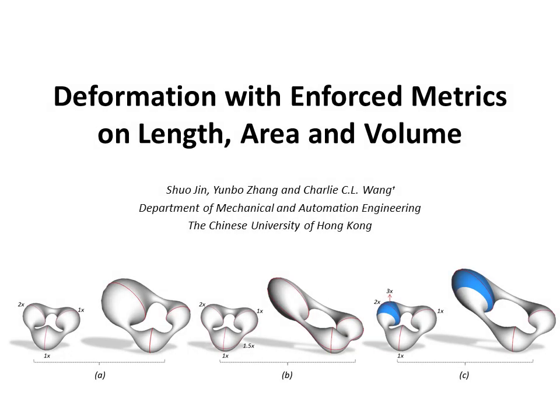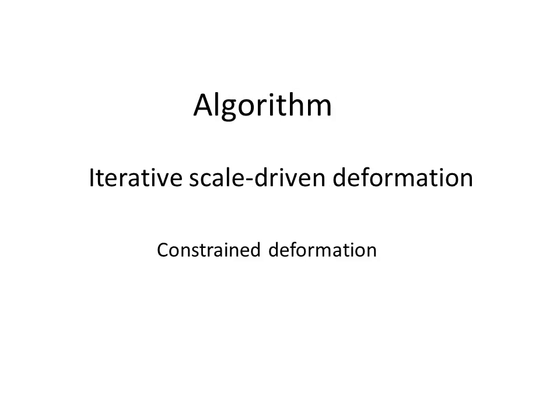In this paper, we present a new deformation method which deforms meshes with enforced metric-based constraints. The algorithm of our method is based on a local global deformation strategy. We propose a scale-driven deformation method to deform the model locally or globally. The output model can approach the target metrics far better than the input model. Then a constrained optimization step is used to strengthen the accuracy of constraints.